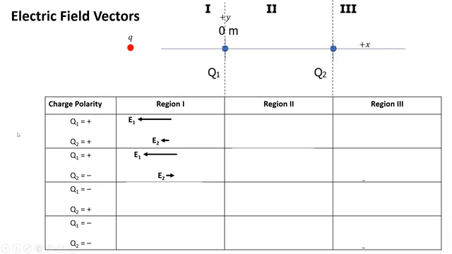Now let's say charge 1 is positive and charge 2 is negative. Same magnitude though, so 2 and negative 2. Now you'll see that E field vector 2 points towards charge 2. So the negative charge tries to pull that positive test charge closer toward it, and the positive charge of Q1 tries to push it away.